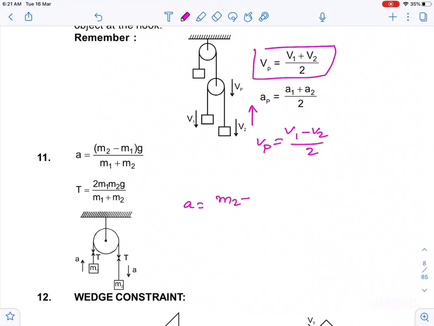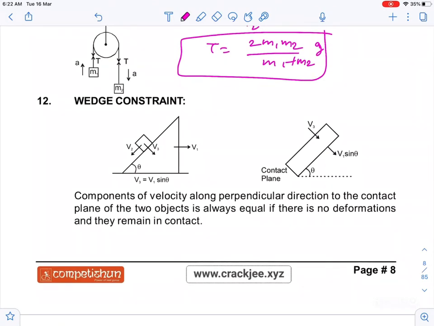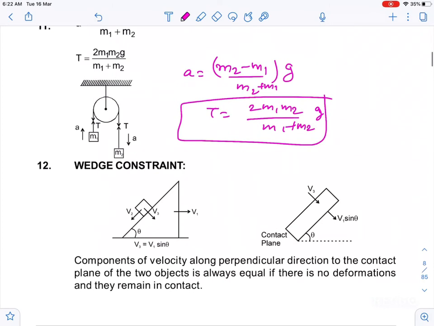So acceleration is the greater mass m2 minus m1 upon m2 plus m1 into g, and tension is equal to 2 m1 m2 divided by m1 plus m2 into g. We have discussed all these things in class also. So, wedge constraint problem. Guys, actually in this wedge constraint problem there is something too important.